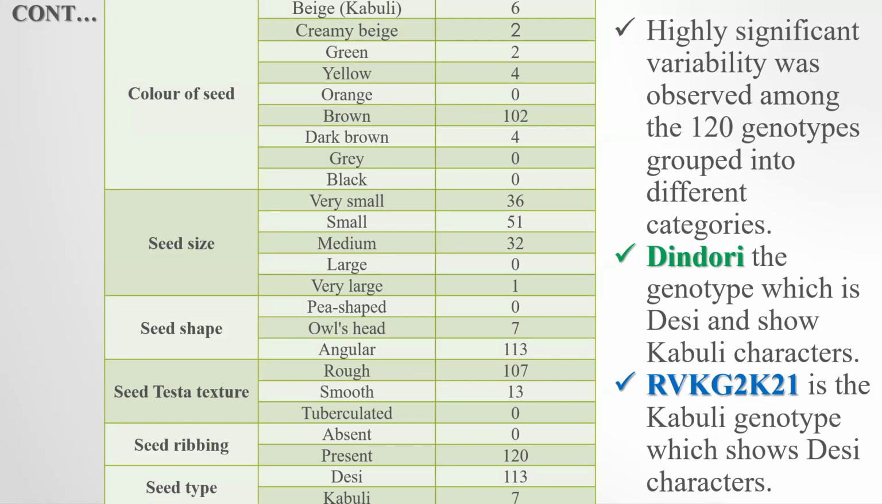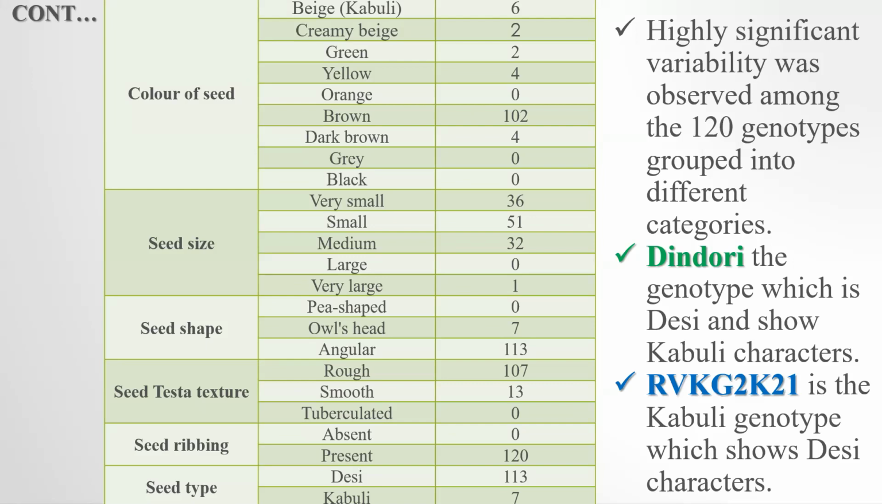Among the 120 genotypes, 113 genotypes are of Desi type and 7 genotypes are of Kabuli type. Highly significant variability was observed among the 120 genotypes, which were grouped into these categories.